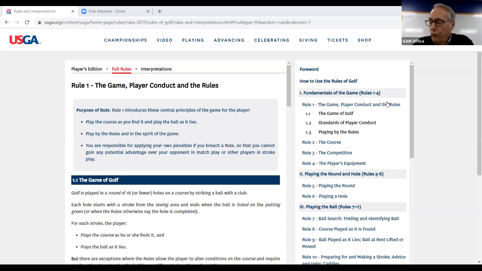Rule number one is the game, player conduct and rules. The purpose of the rule, the underlying principle, is you play the course as you find it and play the ball as it lies. Very important part, and you'll hear that very often throughout the different parts of each rule.